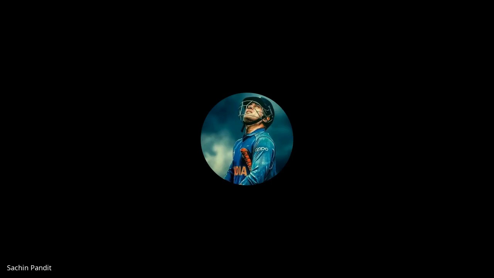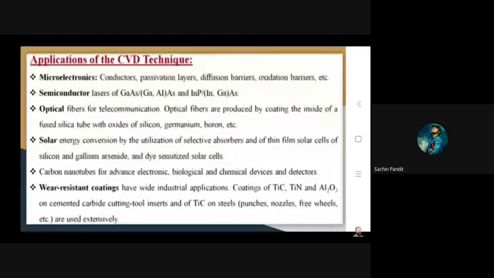Of the CVD technique, generally we use it for microelectronics purposes: conductors, passivation layers, diffusion barriers, oxidation barriers, etc. Semiconductors, lasers, optical fibers for telecommunication. Optical fibers are produced by coating the inside of a fused silica tube with oxides of silica.